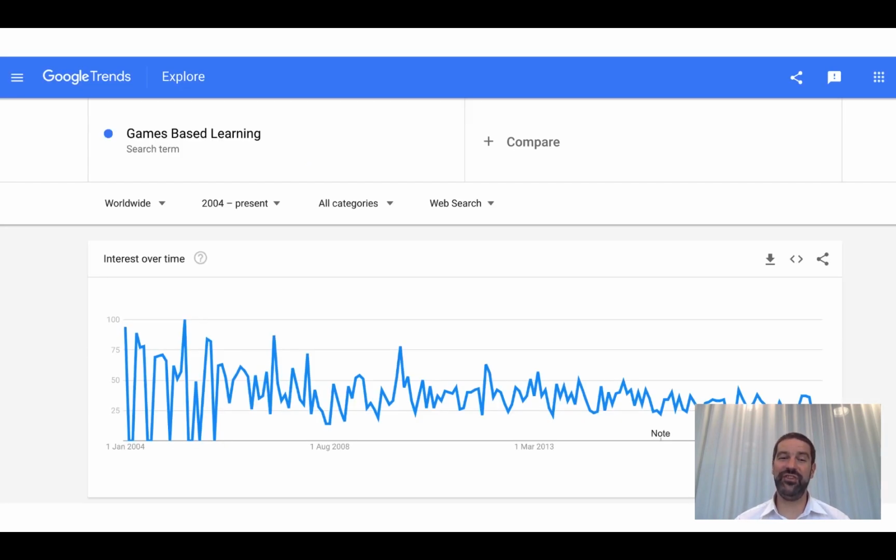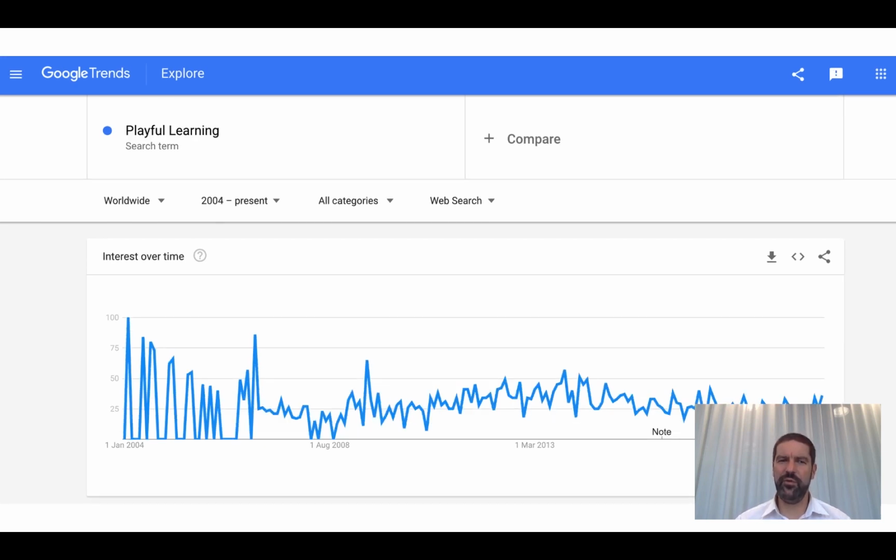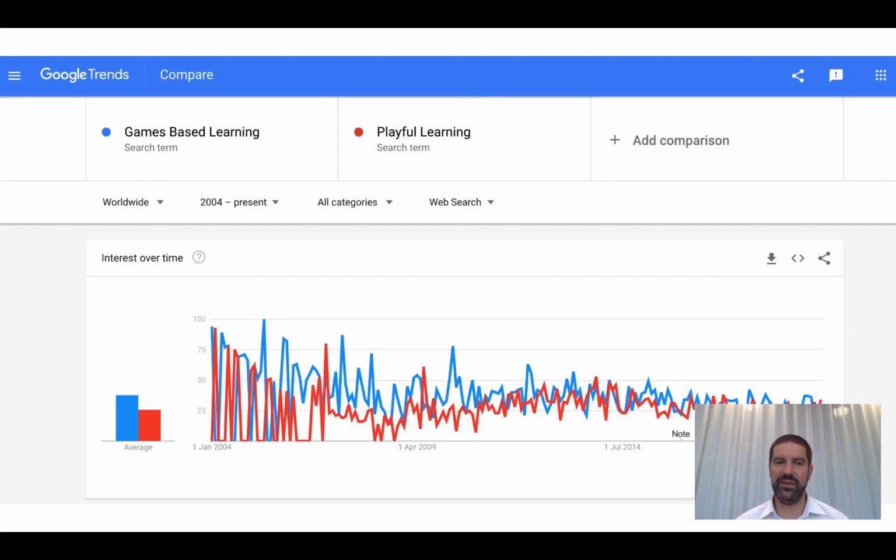One thing that I noticed this time though is that when you put the term games-based learning into Google Trends, the term has actually decreased in use over time. This might lead you to think that maybe games in schools aren't as popular as they used to be. In fact, when I put the term playful learning into Google Trends, I also noticed that that term had also decreased in time, and it follows the same sort of pattern as the games-based learning. It was quite popular in 2004, but it seems least popular in 2019.